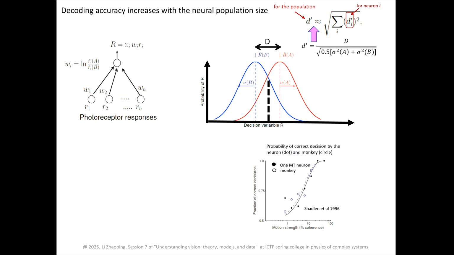It is accordingly surprising that the decoding accuracy from the responses of a single MT neuron is roughly the same as that by the whole monkey with millions of MT neurons. This suggests a processing bottleneck in the brain.